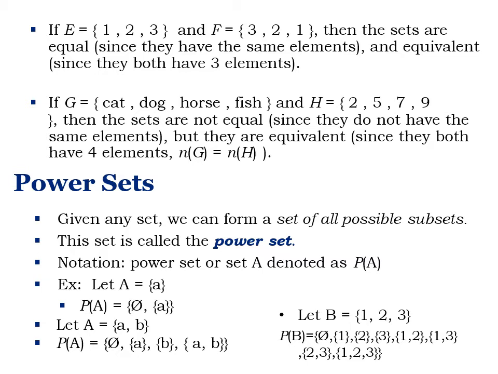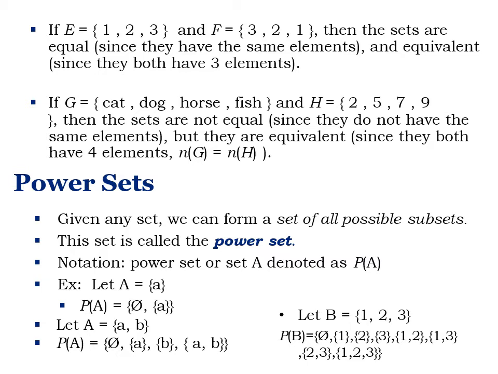So both of them are equal because they have the same elements, and at the same time they are equivalent because they each have only three elements. For example, if set G has the elements cat, dog, horse, and fish, and set H has 2, 5, 7, 9, then the sets are not equal since they do not have the same elements, but they are equivalent since they both have 4 elements.